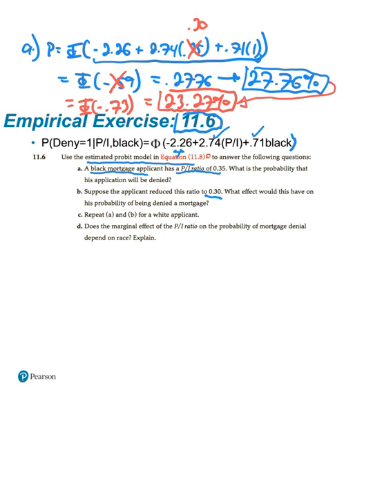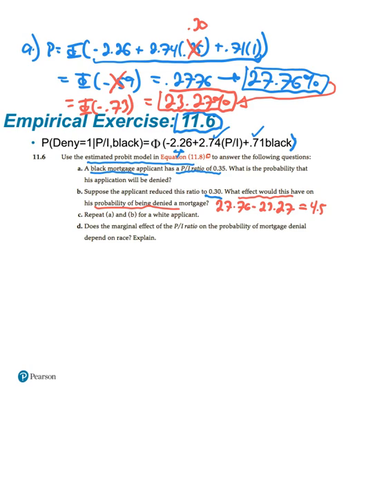So this question is asking what effect this would have on the probability. We go from 27.76 minus 23.27. That's going to be equal to about 4.5 points. So said all together, if we have a black applicant that's able to lower their PI ratio from 0.35 to 0.30, they're able to reduce their likelihood of being denied by 4.5 percentage points.